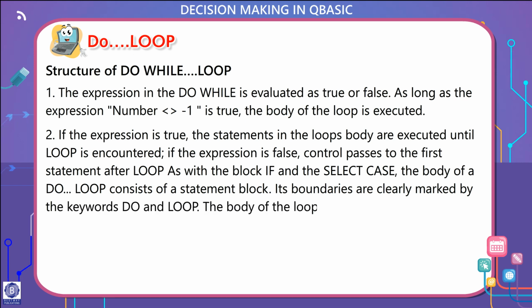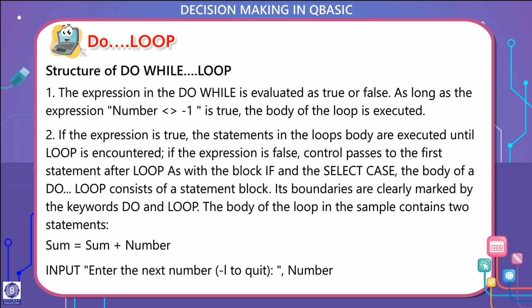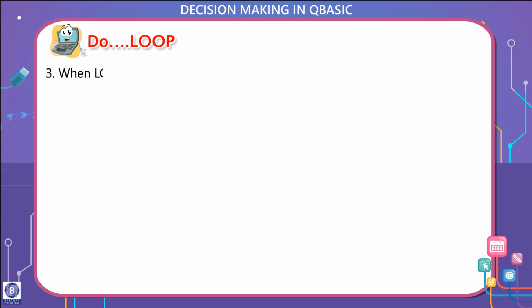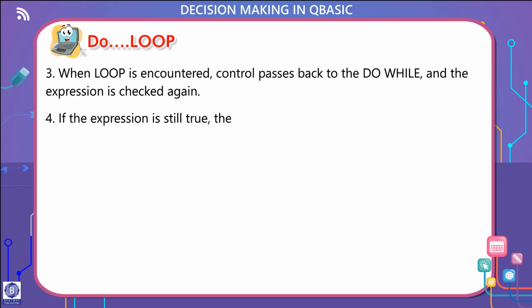The body of the loop in the sample contains 2 statements: sum = sum + number, and Input "Enter the next number, -1 to quit", number. When Loop is encountered, control passes back to the Do While and the expression is checked again. If the expression is still true, the loop body is executed again. If false, the loop is exited.